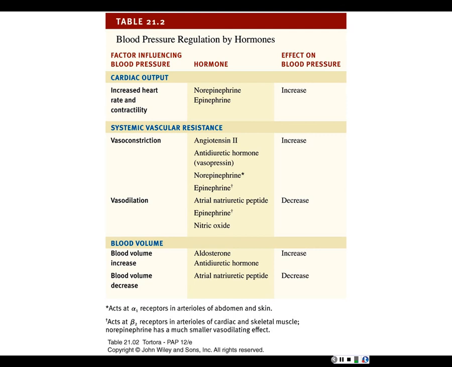Alright, so those are the three concepts that fall underneath this regulation of blood pressure. Like I said, make sure you keep in mind those points I made about the neural, hormonal, and also the autoregulation of blood pressure.